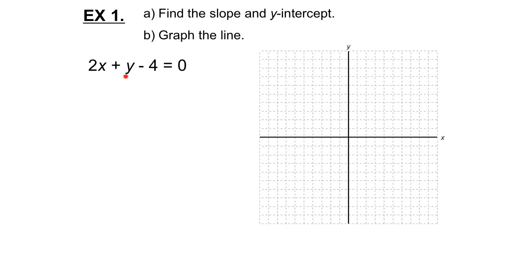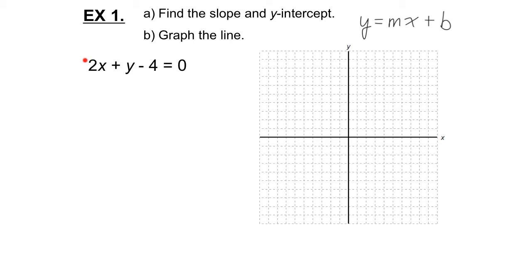If you're given an equation in standard form, we need to know how to graph it. The way I'm going to show you for this one is to find the slope and the y-intercept first, and then graph it. So we're going to change this into slope-intercept form. Remember, that's y equals mx plus b. So we need to rearrange this equation to isolate y.